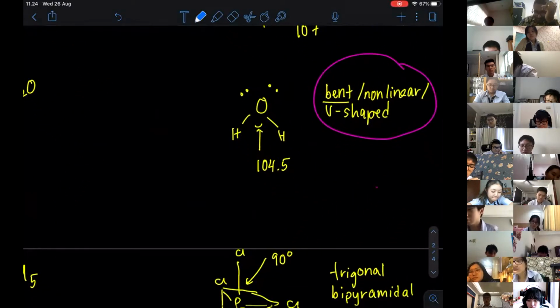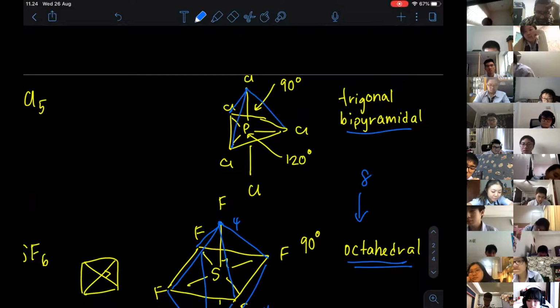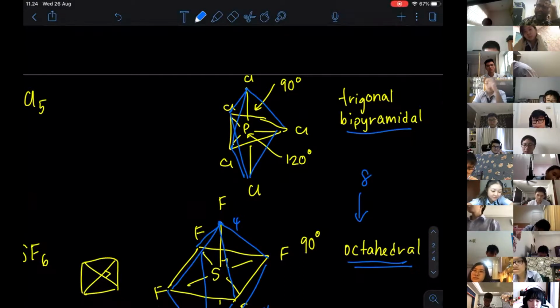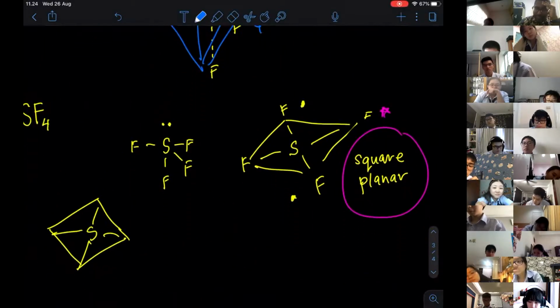V-shaped bend, no need to talk about it. But you see, bipyramidal: one pyramid on top, another pyramid below. Trigonal bipyramidal is 2 pyramids with a triangle base. And square planar, I think no need to talk about it. It's just actually a square.